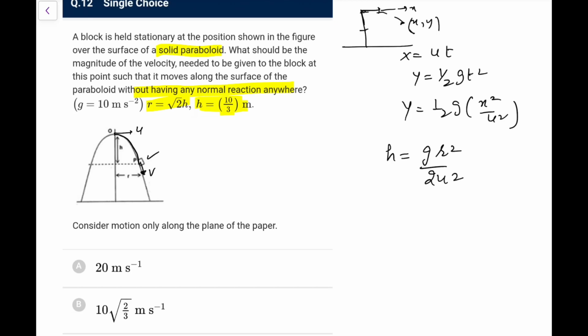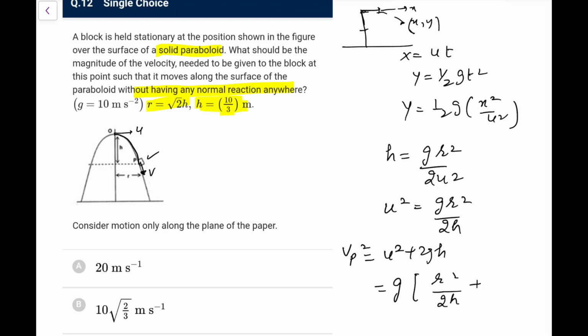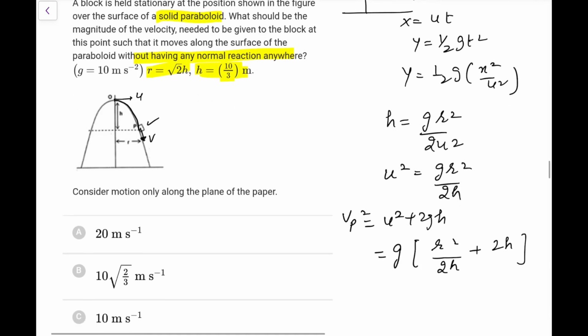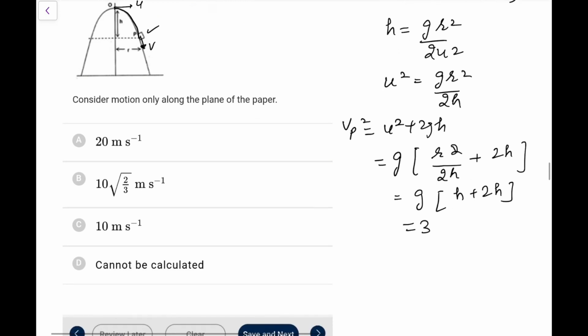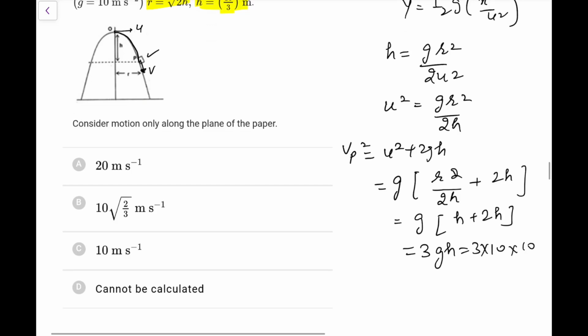But this gives the speed at O, and we need to calculate the speed at P. So u square I can write as g r square upon 2h, and Vp square would be u square plus 2gh using energy conservation. So take g common: it is r square by 2h plus 2h, and r square is 2h square, so this will become h plus 2h, that is 3h, so it is 3gh. What is h? h is 10 by 3, so Vp is coming out as 10 meter per second.